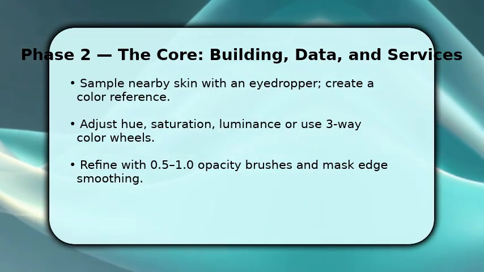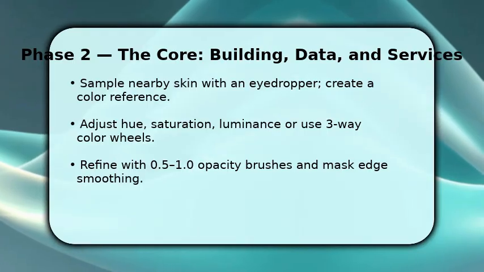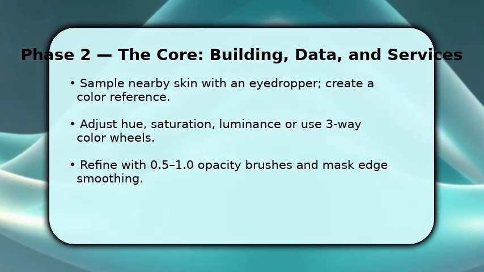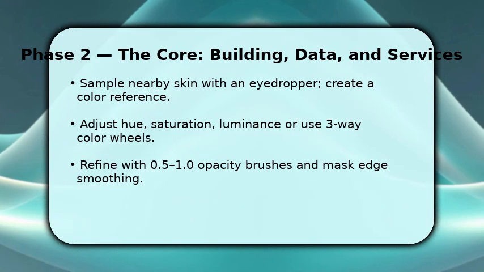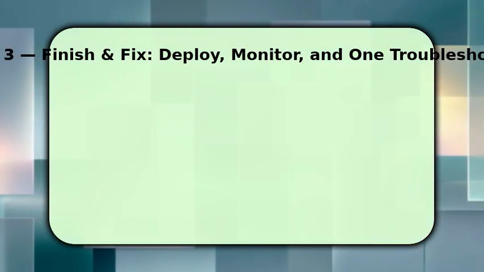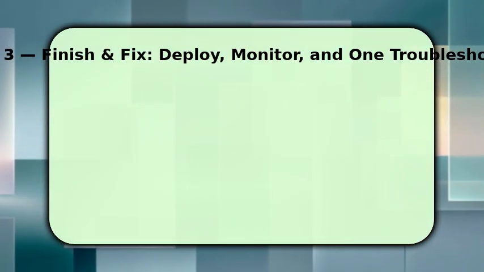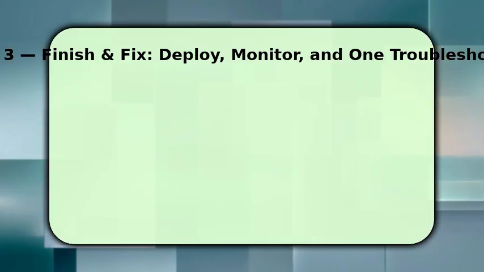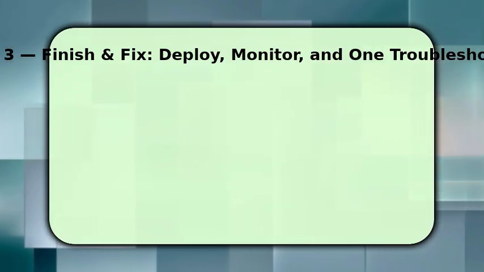Make sure to toggle the adjustment layer on and off to compare. That helps you see whether you're close to a natural result and lets you avoid overcorrection. Finish by blending and refining. Soften the mask edge with a small blur and inspect at different zoom levels so you catch artifacts.